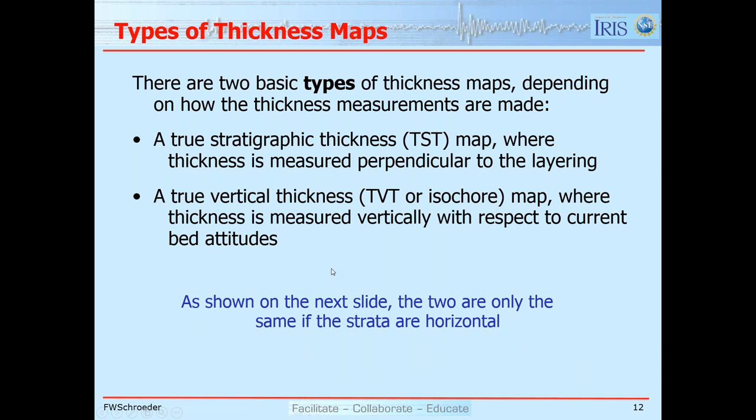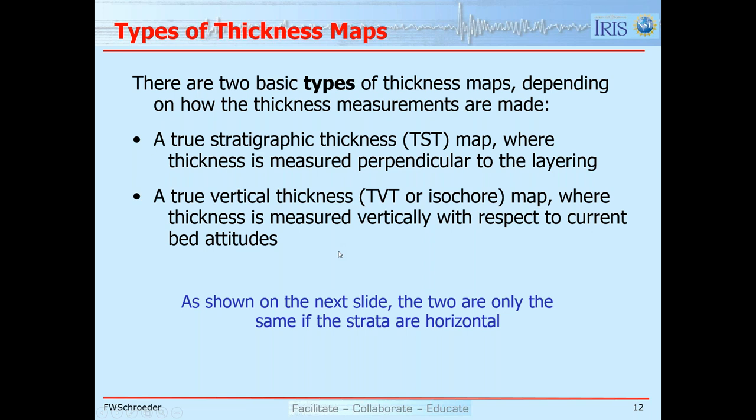So there's two basic types of thickness maps that we can generate. We can generate a true stratigraphic thickness map, and that's where we measure thickness perpendicular to the stratal layering. And then the other type is a true vertical thickness, a TVT, or an isochore map. And that's where the thickness is measured vertically. And if the beds have some sort of a dip or attitude, a true vertical thickness would be different than the true stratigraphic thickness. And I'll show that on the next slide.